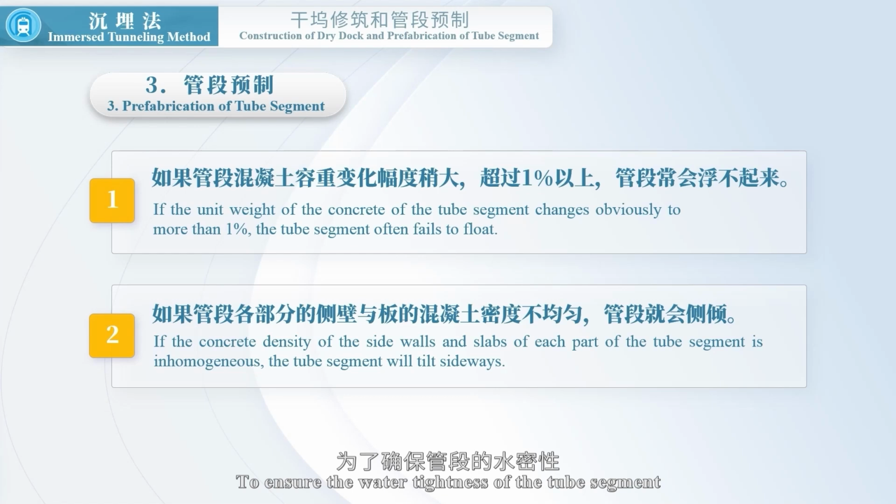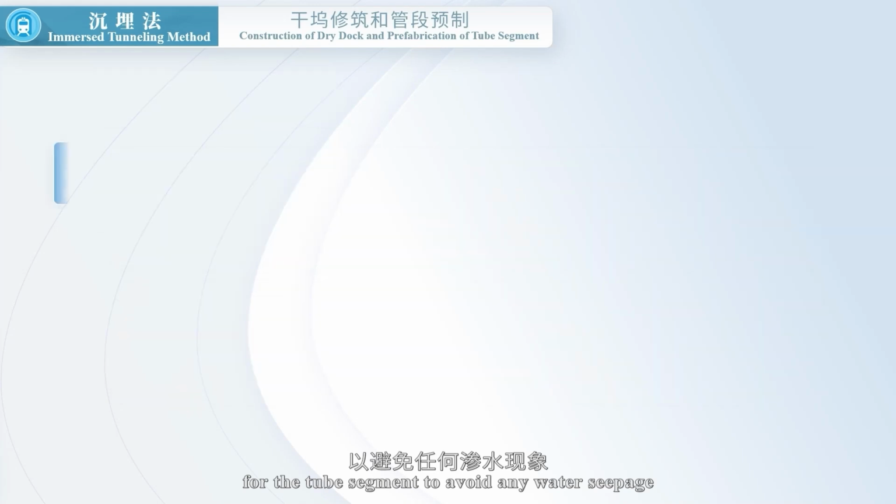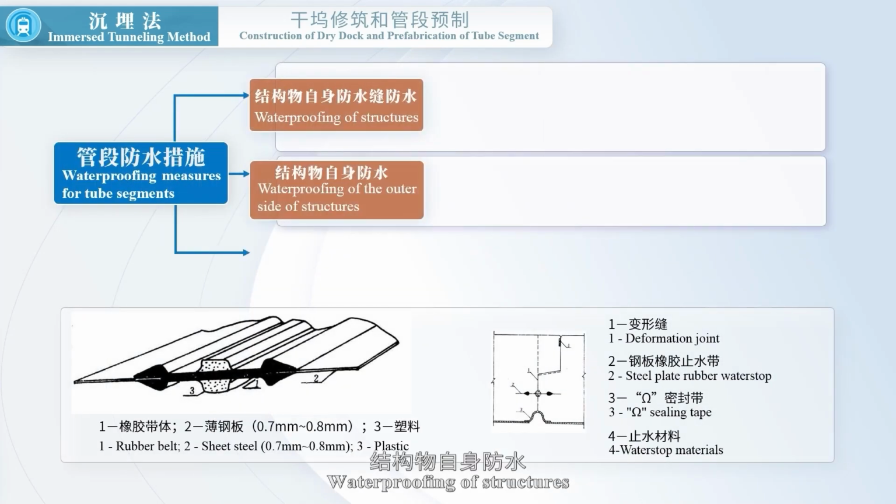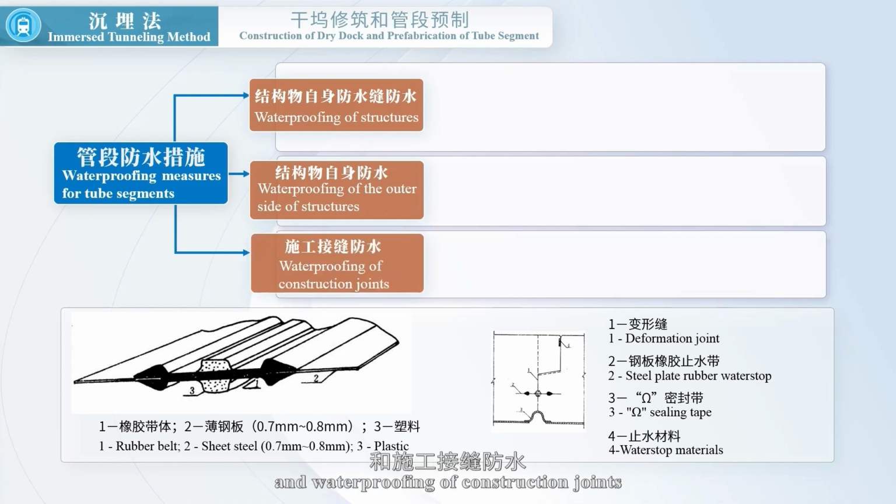To ensure the watertightness of the tube segment, it is necessary to adopt good waterproofing measures for the tube segment to avoid any water seepage. There are 3 waterproofing measures for tube segments: waterproofing of structures, waterproofing of the outer side of structures, and waterproofing of construction joints. Waterproofing of the structure can be made by doing the following.